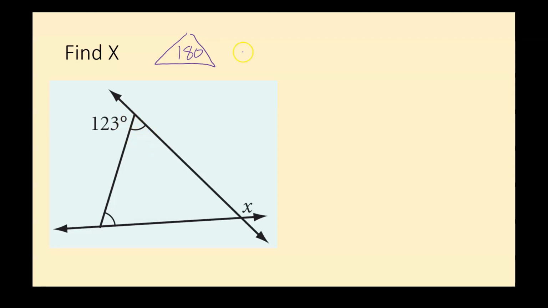We have two angles that make a straight line. We also know that those two angles have to add up to 180 as well. So, if that's the case, we can find this missing angle. Since we know that's 123, 180 minus the 123 will give us 57.